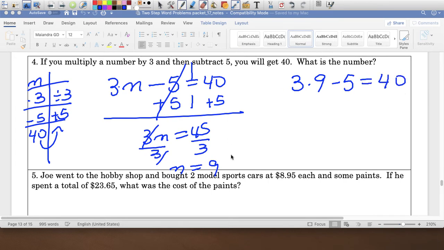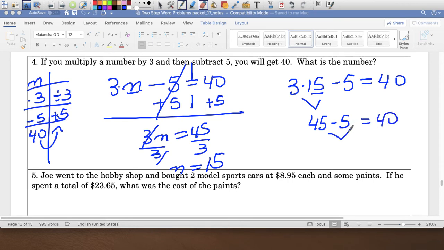3 times 9 minus 5 equals 40. Oops, that's wrong. n equals 15. Let me rewrite this because 45 divided by 3 is 15. So we're going to get 3 times 15, right? I replace this n. It's 3 times 15 minus 5 equals 40. 3 times 15 is 45. Minus 5 equals 40. And then 45 minus 5 is 40, which equals 40 on the other side.